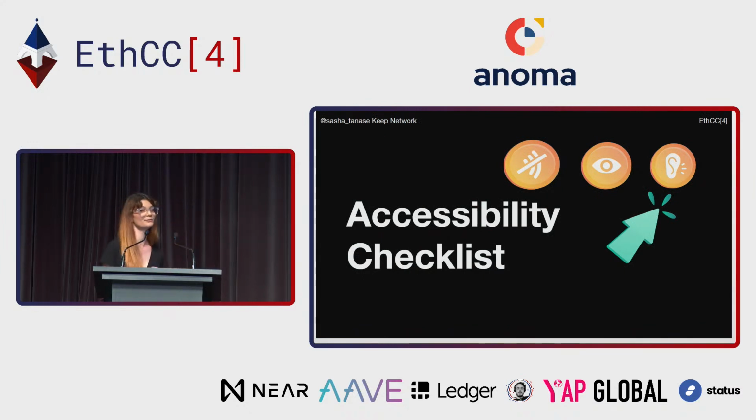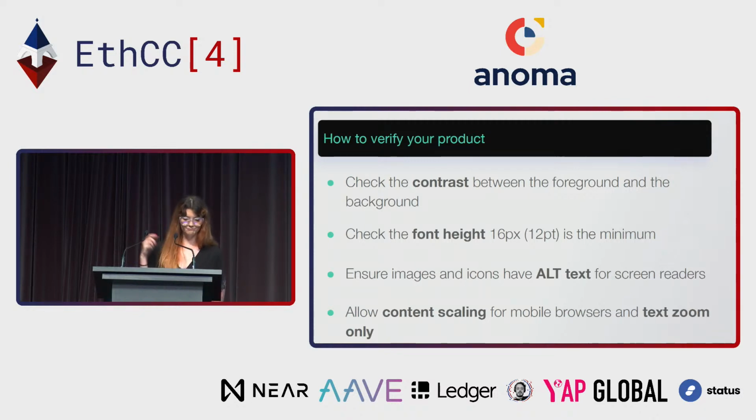So we've learned about types of impairments. We've learned about accessibility issues that Ethereum might have and how we can address them. And now I would like to show you a very short checklist that you may run through your product to make your product more accessible. So check the contrast between the foreground and the background. Check the font height. 16 pixels is the minimum height, 20 points. Ensure images and icons have alternative text for the screen readers. Allow content scaling for mobile browsers and text zoom only.